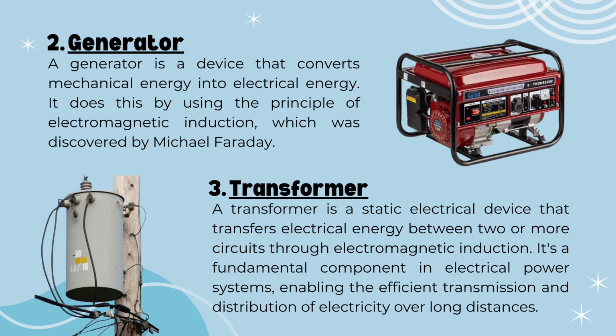Next is the generator. A generator is a device that converts mechanical energy into electrical energy. It does this by using the principle of electromagnetic induction, which was discovered by Michael Faraday. When a conductor moves in a magnetic field, electricity is produced. And the last is the transformer.